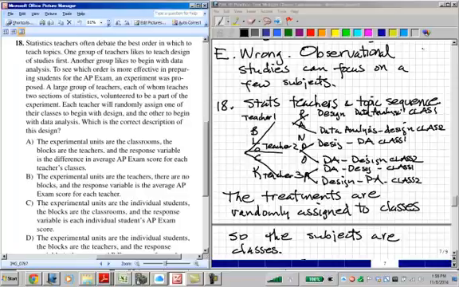So the subjects are the classes. In other words, if you want to figure out who the subjects are, simply ask yourself this: who is getting assigned treatments? Whoever's getting assigned treatments are the subjects. Now, in this case, it's not the individual students, but rather the entire class of the students. And what's the response variable? It's going to be the average AP test score for each class.